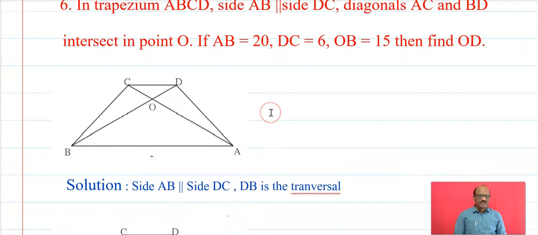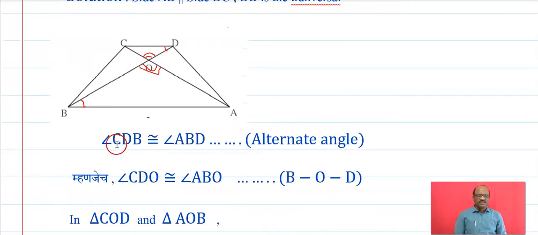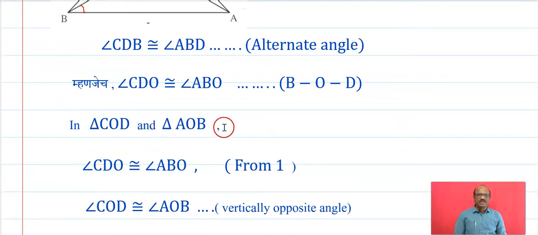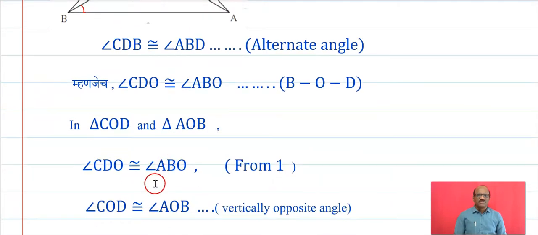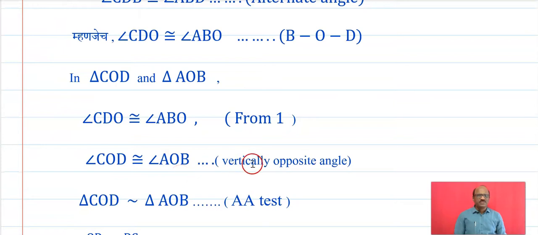Now again we will prove this. Side AB is parallel to side DC and DB is their transversal. Therefore angle CDB is congruent to angle ABD, that is alternate angles. That is, angle CDO is congruent to angle ABO. Therefore, in triangle CDO and triangle ABO, the measure of angle CDO is congruent to the measure of angle ABO, that is alternate angles, which is from 1.